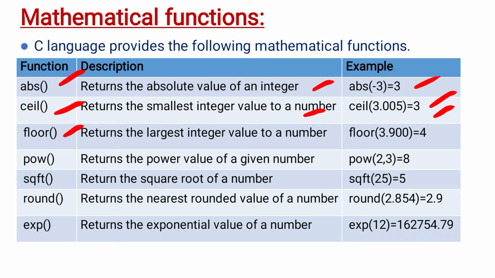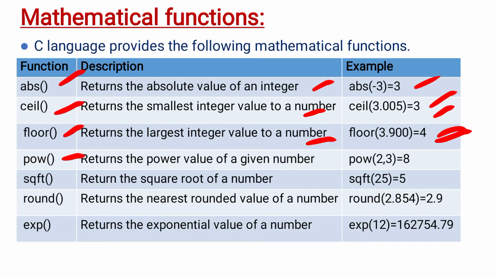Next, the floor function. The floor function is used to return the largest integer value to a number. Here is an example, floor of 3.900 means the largest integer value to this number will be the result of this floor function. So the result is 4 now. 4 is the largest integer value related to 3.90.